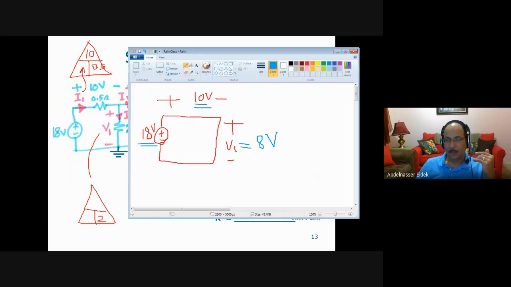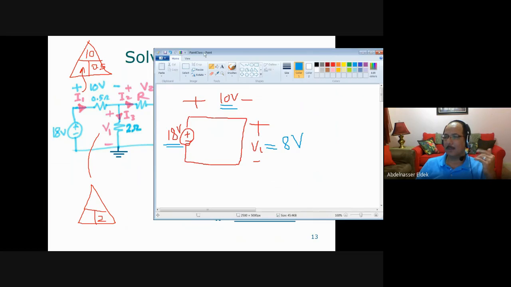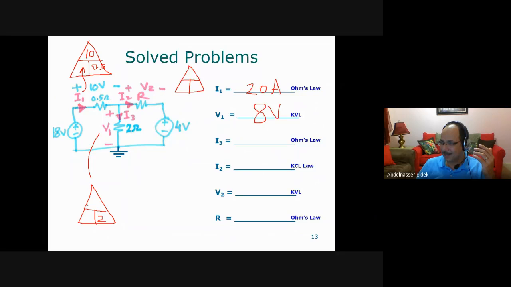Now after you calculate V1, of course you can use Ohm's law right away. So now let us take this one here. The voltage is 8 volt. So what about the current? The current will be 8 divided by 2. That is 4 ampere, right? So what is this current? It is I3. I3 is 4 ampere, which is 8 divided by the resistance, which is 2.